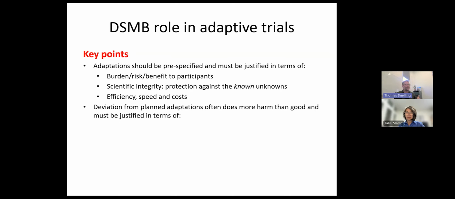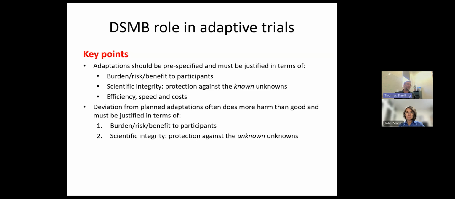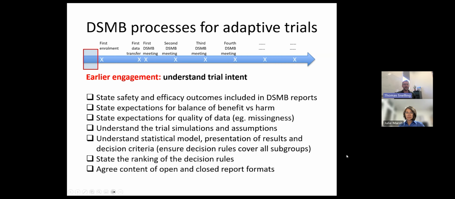By the same token, any deviation from planned adaptations can also do more harm than good. They should be avoided and only done if they are justified in terms of burden and risk to participants versus benefit, and scientific integrity, that is, protection against the unknown unknowns. What are the things that have emerged during the trial that weren't anticipated before the trial? And rarely should they be justified in terms of efficiency, speed, and costs alone. I hand back to you, Julie.